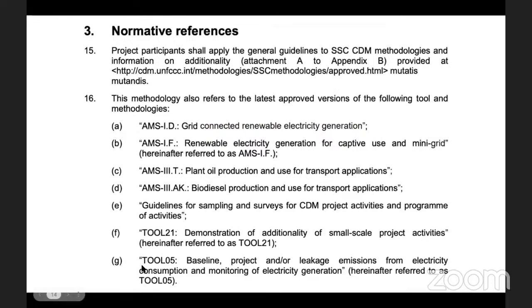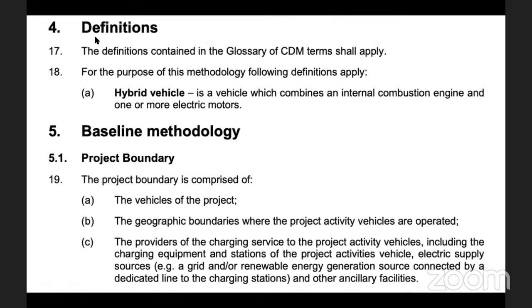G, Tool 5, baseline, project and or leakage emissions from electricity consumption and monitoring of electricity generation, hereinafter referred to as Tool 5. Definitions. The definitions contained in the glossary of CDM terms shall apply. 18. For the purpose of this methodology, the following definition applies. A hybrid vehicle is a vehicle which combines an internal combustion engine and one or more electric motors.